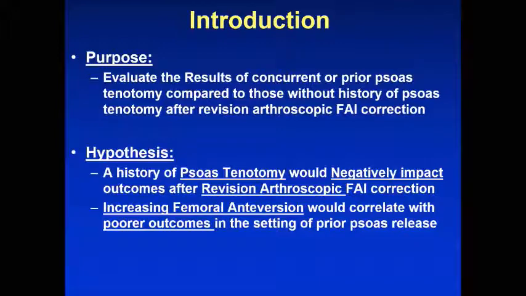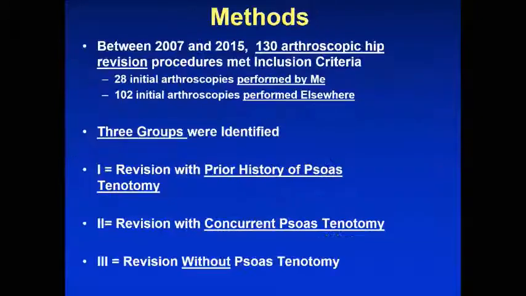So the purpose was to evaluate the results of concurrent or prior psoas tenotomy compared to those without a history of tenotomy after revision arthroscopic FAI surgery. Our hypothesis was that a history of psoas tenotomy would negatively impact outcomes after revision arthroscopic FAI correction, and that increasing femoral anteversion would correlate with poorer outcomes in the setting of a prior or concurrent psoas tenotomy.